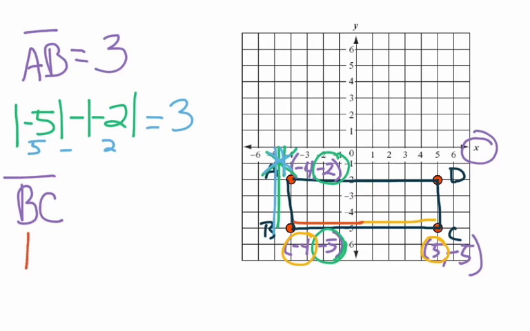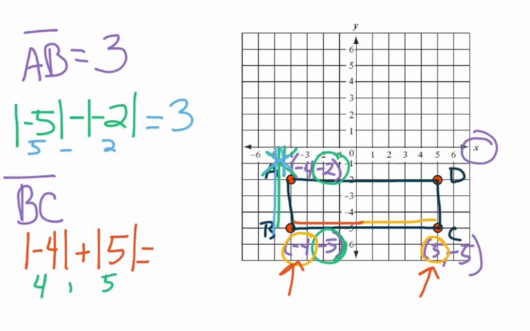So let's do the absolute value of negative 4, which is the x coordinate for point B. We're going to add different quadrants, add the absolute value of our x coordinate. Lots of x's and y's, guys. I apologize. I know that the absolute value of negative 4 is 4, and the absolute value of 5 is 5. 4 plus 5 is 9. So for rectangle ABCD, we know that it has a length of 3 and a width of 9.